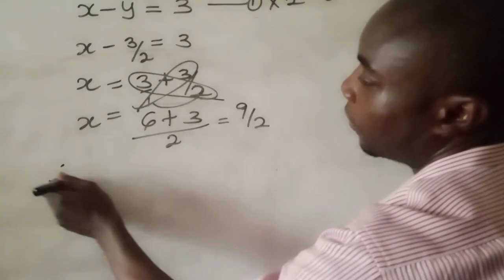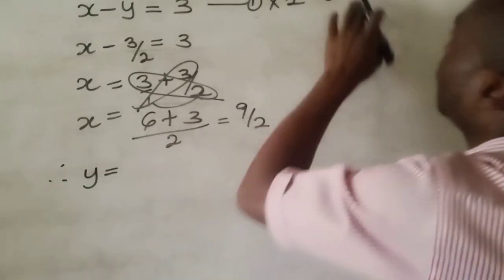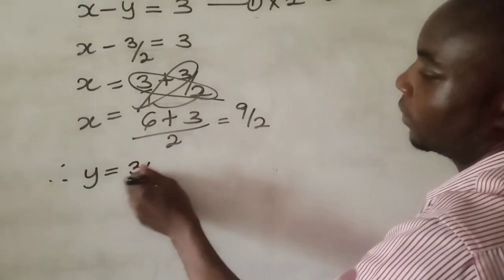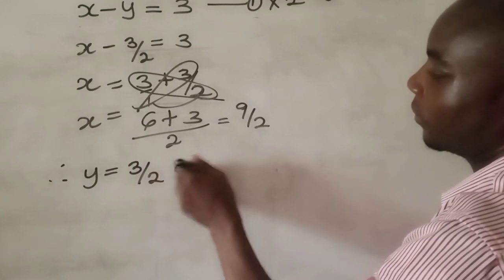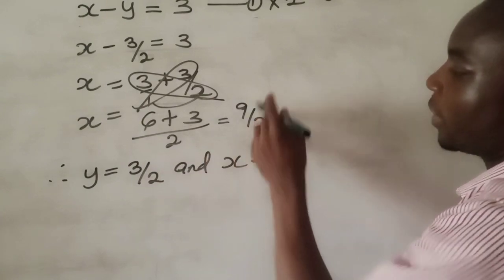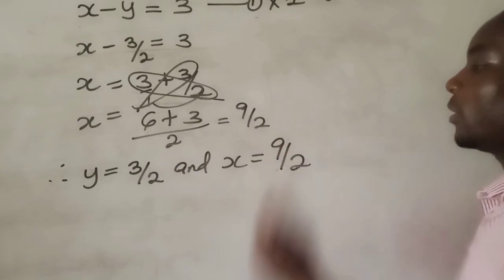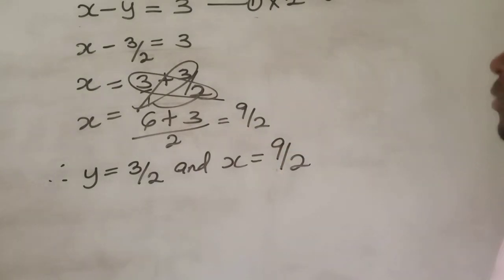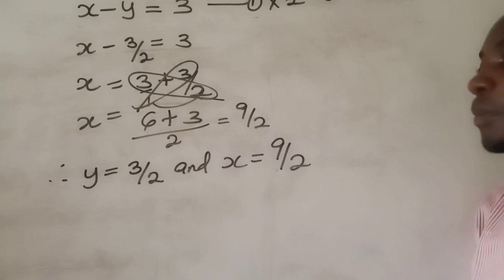So we can now say, therefore, the value of y is equal to 3 over 2, and the value of x is equal to 9 over 2, which is the same thing as 4 whole number, 1 over 2.